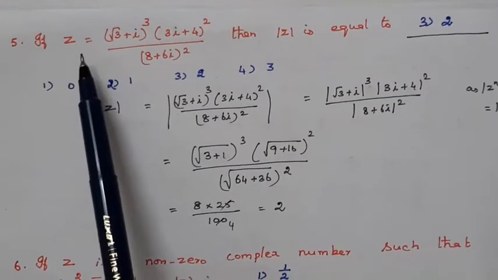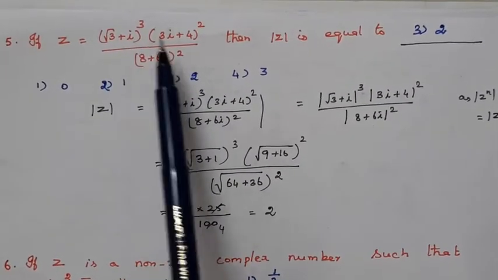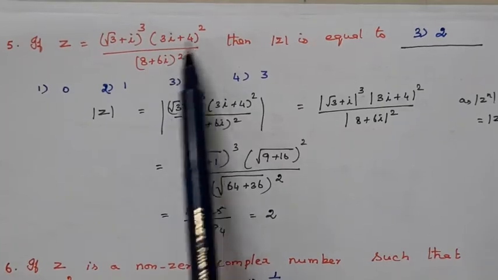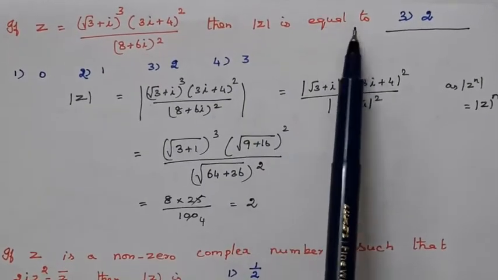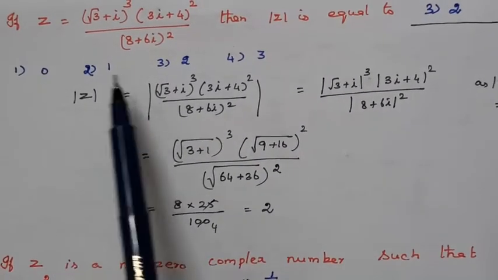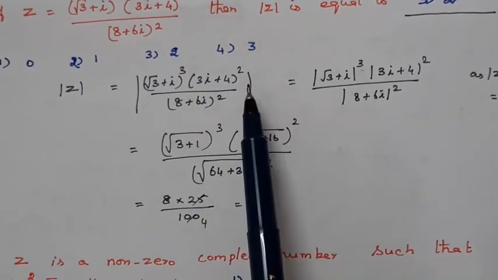Fifth question. If z is equal to (√3+i) the whole cube into (3i+4) the whole square divided by (8+6i) the whole square, then mod z is equal to, what are the options? 0, 1, 2 and 3 are the options given.